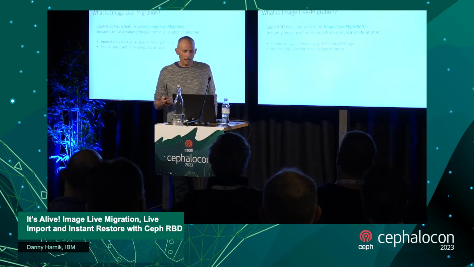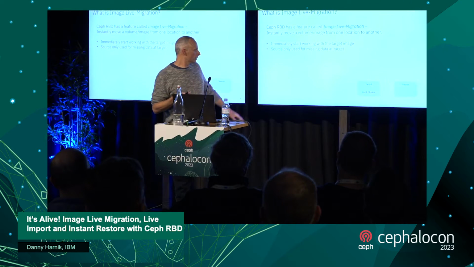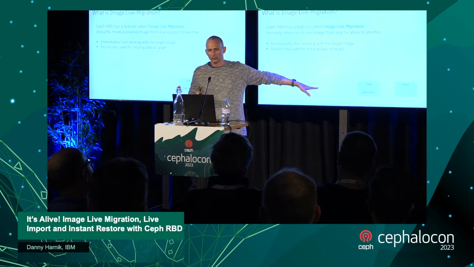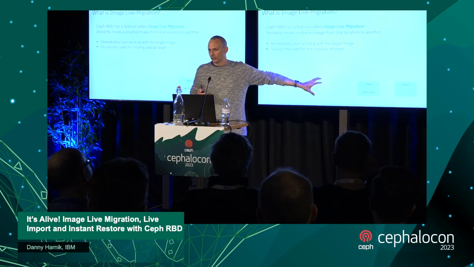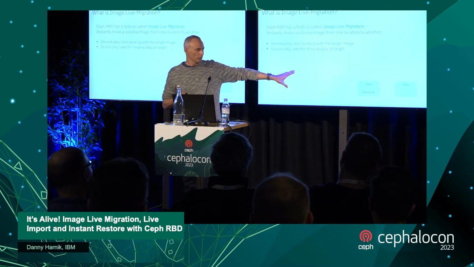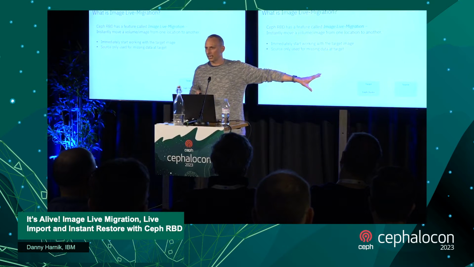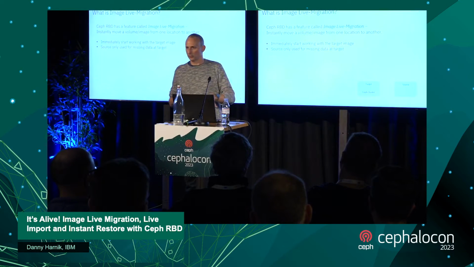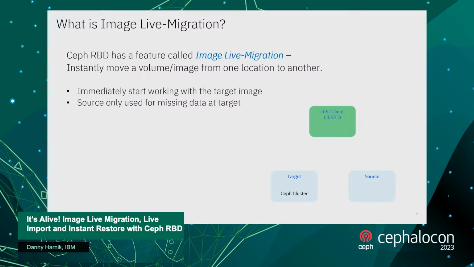And it works in a very simple way. So you have the source and the target. Right now, all we need is that the target has to be a Ceph cluster with RBD access. The source can vary depending on what we'll be showing here. And it's all driven by the RBD client, which is librbd. And the way it works is very simple. If you have a write, you immediately start writing to the target. No writes are ever going to the source. So the writes are directed directly to the target.